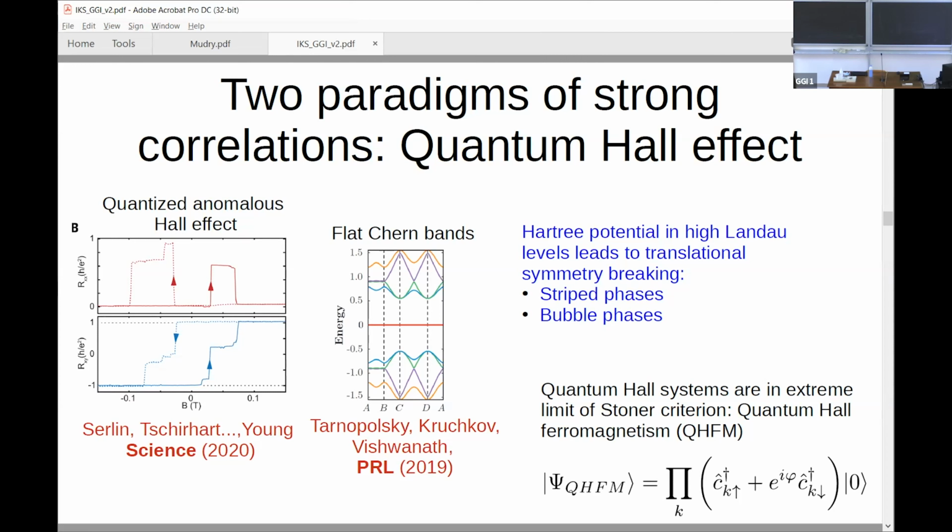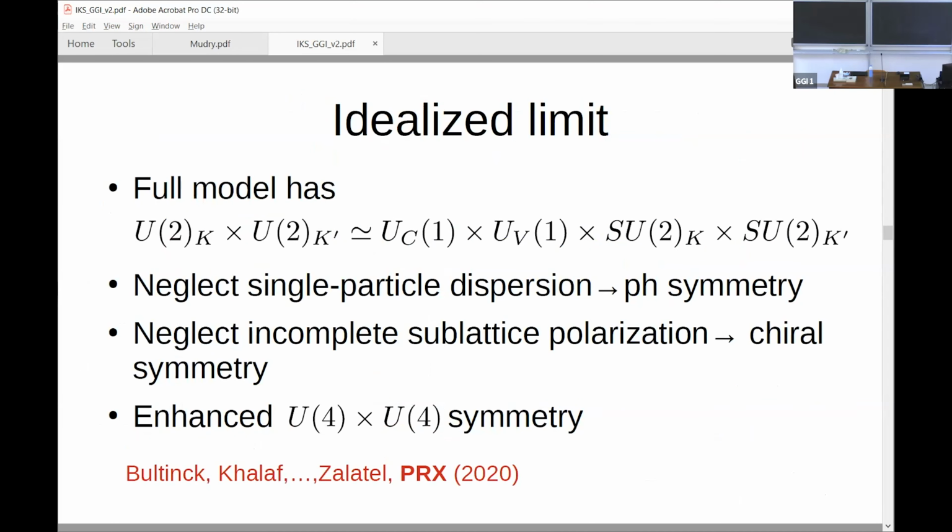And indeed, we're going to find ferromagnetic states in twisted bilayer graphene as well. So let me now go, as promised, to this idealized limit of the continuum model. If we just started with the continuum model as it is, it's got this U2 cross U2 symmetry, which decomposes as follows. As I said before, we neglect tunneling between the two valleys. So spin is separately conserved in the two valleys, giving us these two SU2s. In addition, the valley charge and the electric charge are conserved, giving us these two factors of U1.